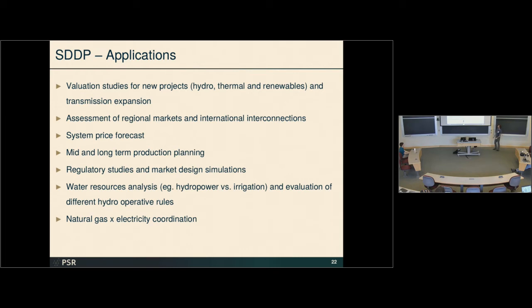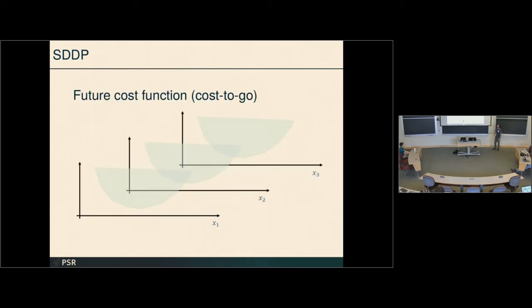Just some applications. I won't go too deep on that because we don't have much time, but you can read that later. The slides will be posted. Okay, not very good, but there should be a shadow of a future cost function over here, and over here. Maybe the color is too light, but okay.